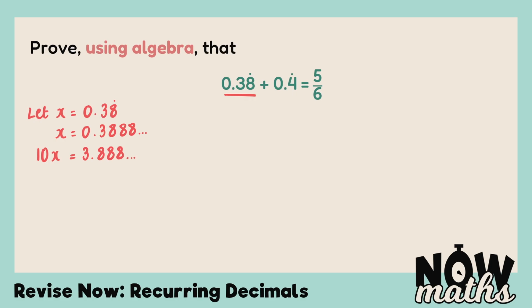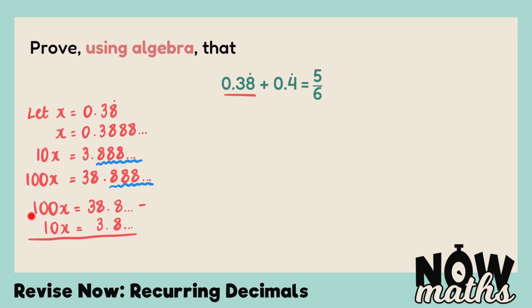Neither of these decimals match completely after the decimal point, so we multiply by 10 again. So 10x multiplied by 10 is 100x. And 3.8 recurring multiplied by 10 is 38.8 recurring, since all the digits shift to the left. Now we do have two decimals which match perfectly after the point. So we have 10x, which begins with 0.8 recurring, and 100x, which begins with 0.8 recurring. So we subtract 10x from 100x. So starting off with 100x subtract 10x is 90x.